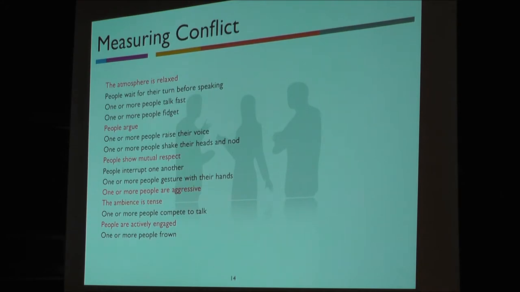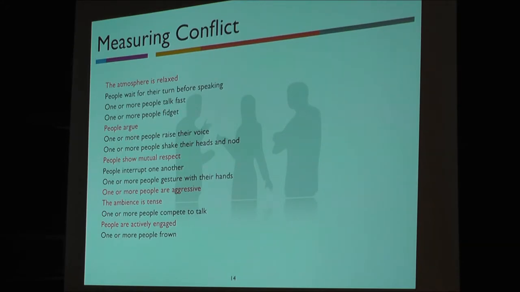An observable layer, something I can touch, feel, sense, detect, etc., and an inferential layer, which is about the interpretation I made of the scene. The observable, physical layer asks about the nonverbal cues that you can observe or not observe. For example, one or more people talk fast, one or more people fidget, one or more people shake their heads and nod, and so on.